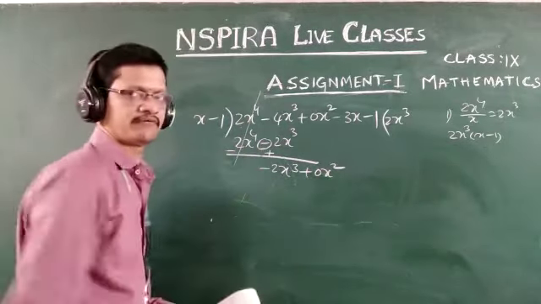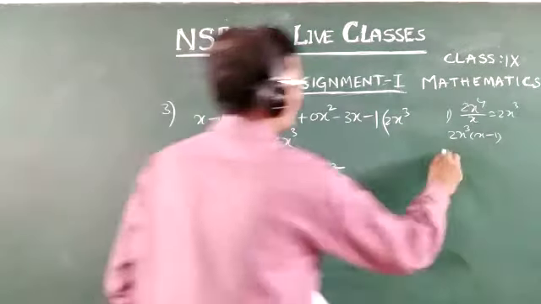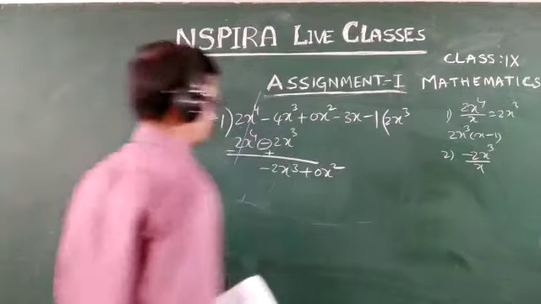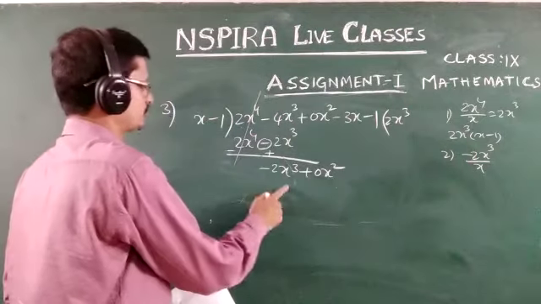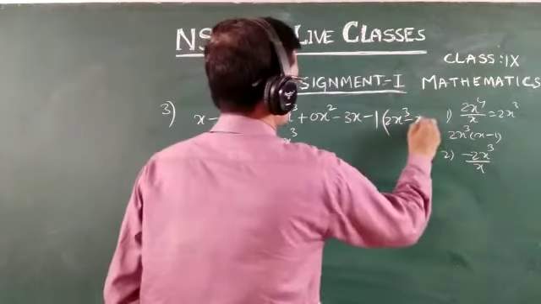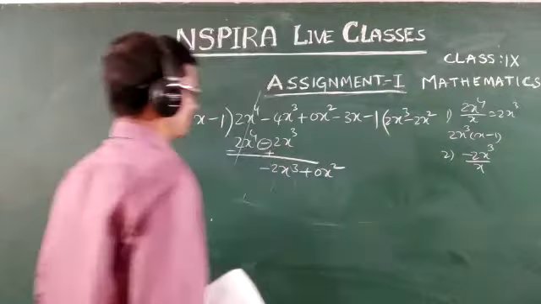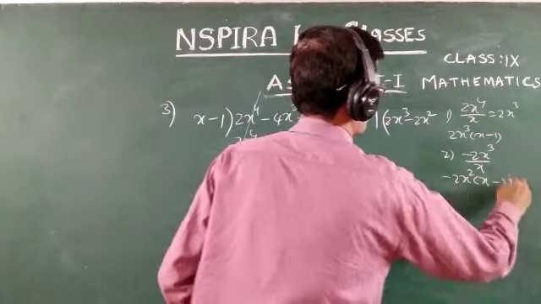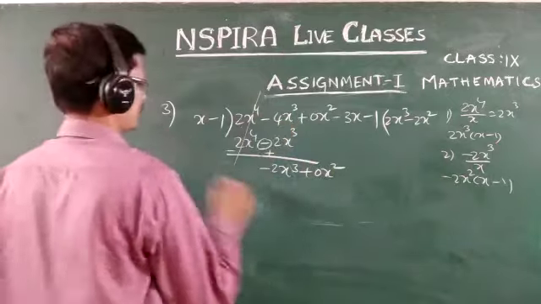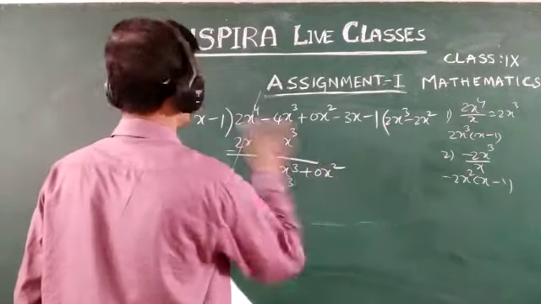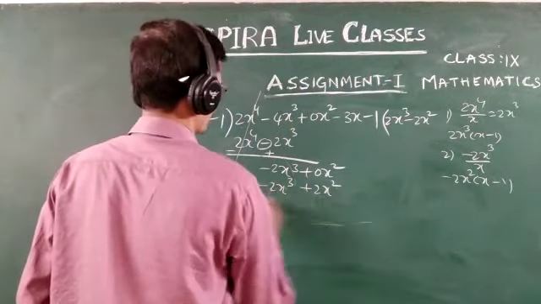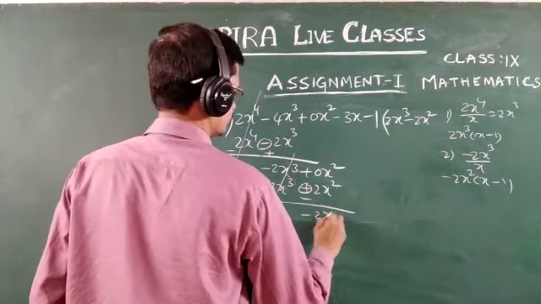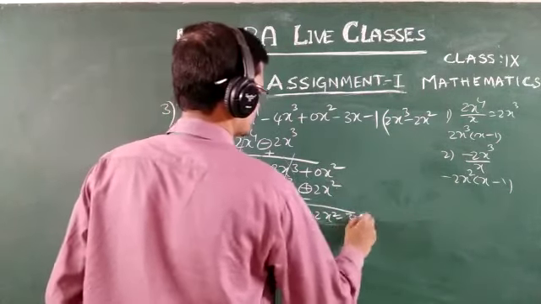Now this is the new dividend. First term of the dividend by first term of the divisor: minus 2x cube by x is minus 2x square. Minus 2x square into x minus 1 is minus 2x cube plus 2x square. Subtraction, change the sign of the second expression. So this is minus 2x square minus 3x.